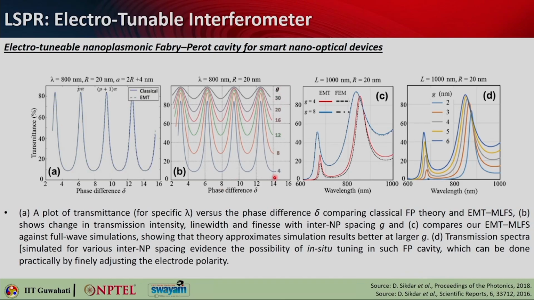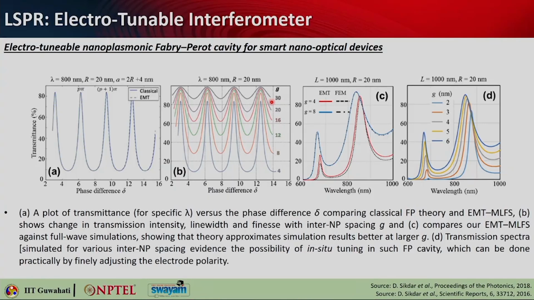So here what is the difference? Here lambda is same, the particle radius is same, but the gap between the particles is changing. So gap between the particles changing means what? The coupling between the particles will change. So the overall reflectivity of that surface that is created by this array of particles will also change. So here you can see this is for G equals 30, means the gap between the particles is 30, then 20, 16, 12, 8 and 4.